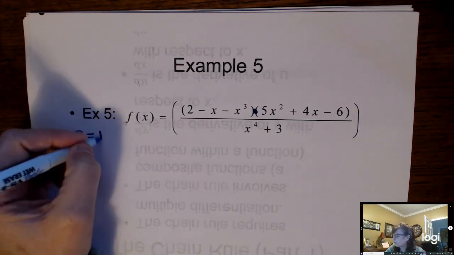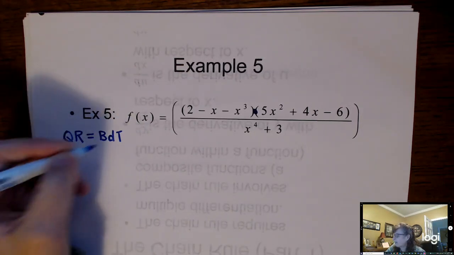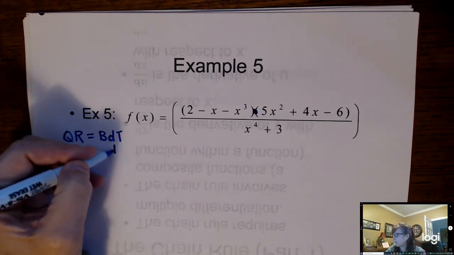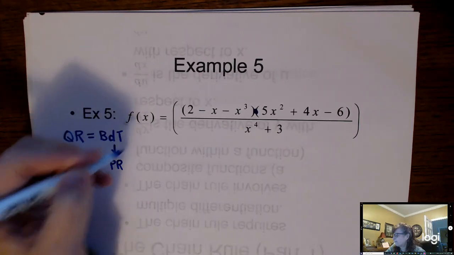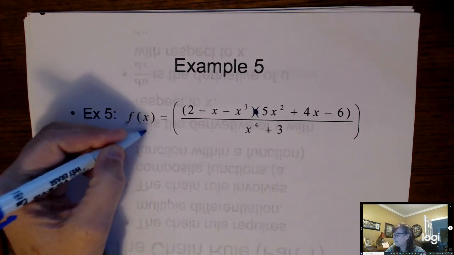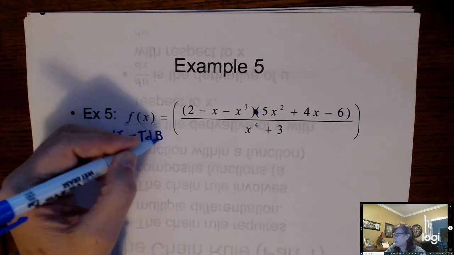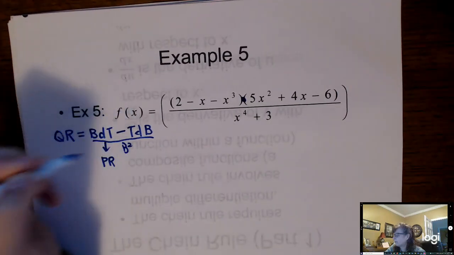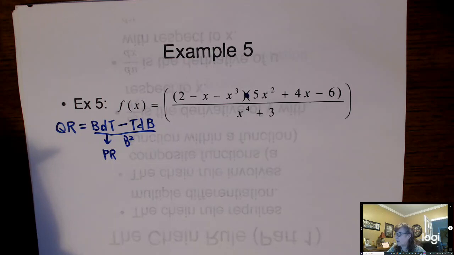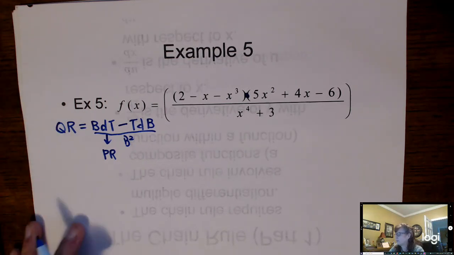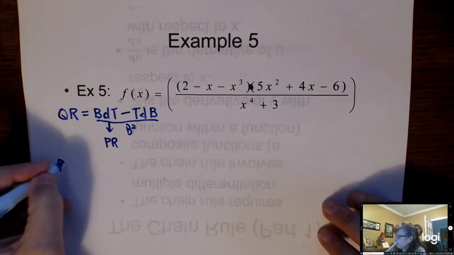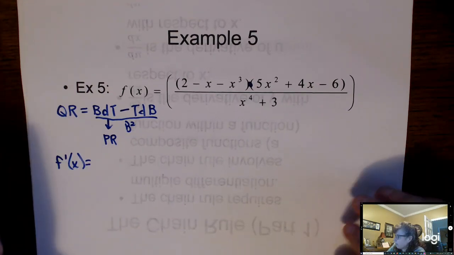And the quotient rule is bottom times the derivative of the top. Now when we get to the derivative of the top, you're going to need to use the product rule. So bottom times the derivative of the top minus top times the derivative of the bottom, all over the bottom squared. But when we get to the top, we'll take a derivative. So we'll start here with the quotient rule.